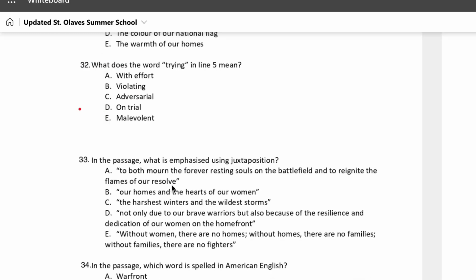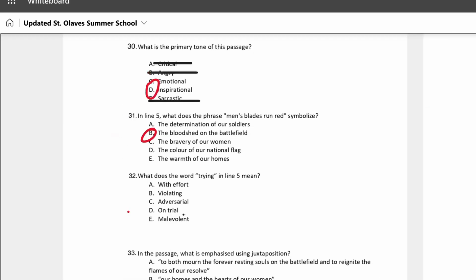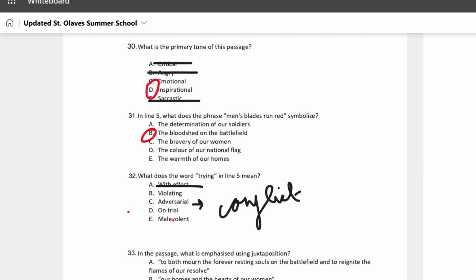Question 32, what does the word trying mean? Line 5, we have trying over here, and it seems in these trying times you must draw upon the unbreakable spirit. So trying means to me something that is quite difficult or quite hard. Therefore, on trial is sort of similar, but it's not really on trial because there's no judgment happening. It's just quite a hard time, and you do have to put effort in when it's a hard time. But try means like if you try a test, you have to put effort into it. But the word adversarial sort of means something quite hard. It means involving conflict or opposition, and that's exactly what we're working on. The enemies are their adversaries, their opposition. So the solution will be C.